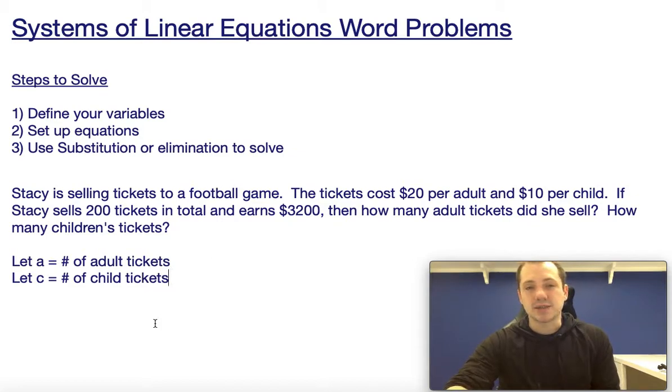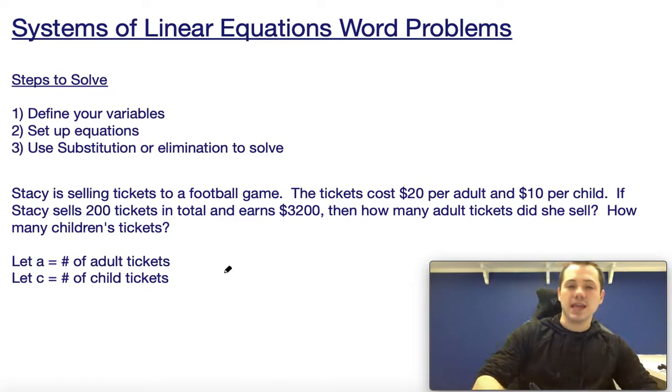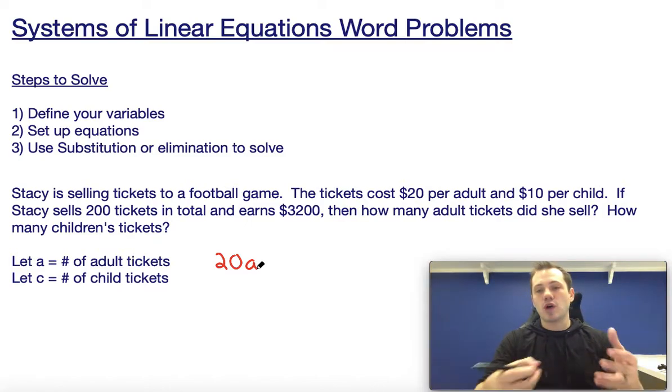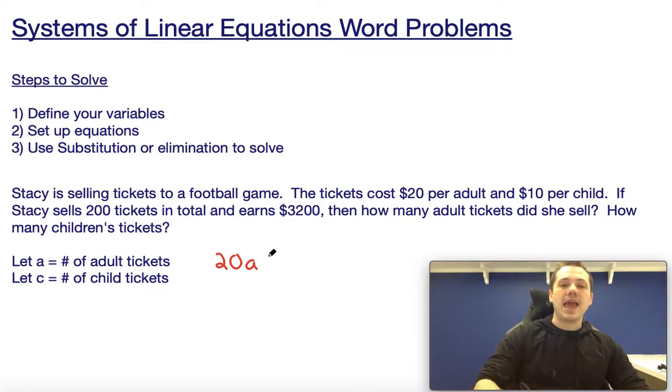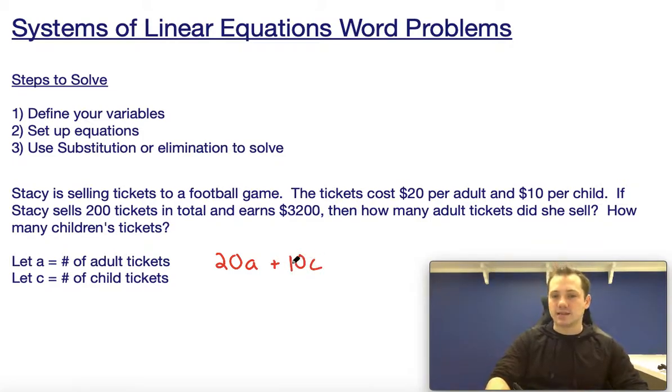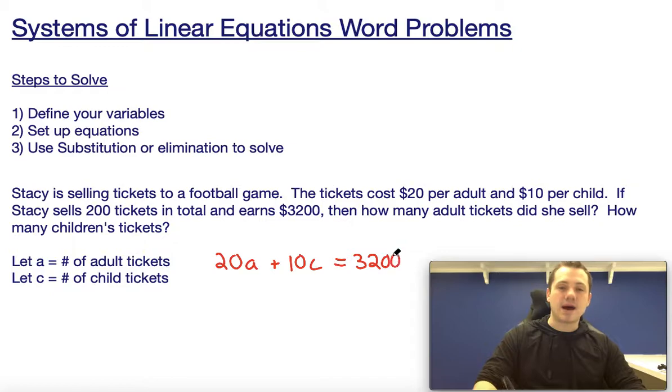And then we're going to go ahead and set up the two equations that come out of this. Now, if the tickets cost $20 per adult, if I take 20 and multiply it by A, that would give me the total cost of all the adult tickets. And if to that, I add 10 times C, because it's $10 per ticket, multiplied by the number of child's tickets that I sell, that would give me the total cost of tickets for all the children. And I know that in total, Stacy's going to earn $3,200. So if I take those two values and add them up, I should get $3,200.